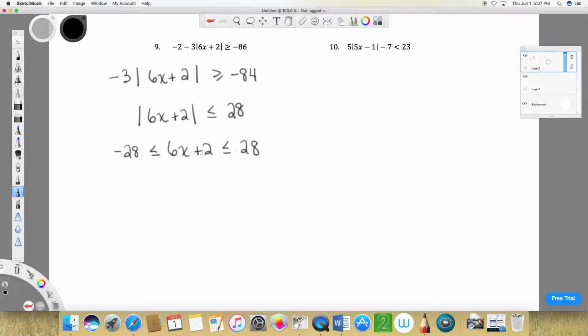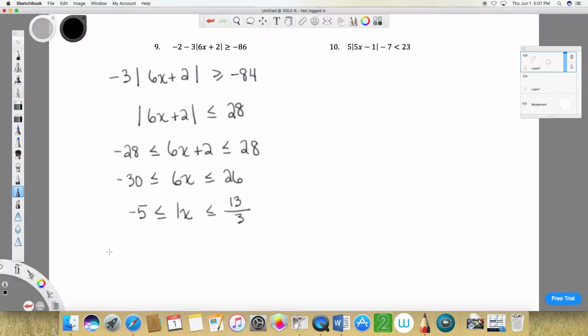If I subtract 2 everywhere, I have negative 30. The 2 minus 2 is 0. And don't forget to subtract 2 on the right-hand side here. 28 minus 2 is 26. Now I'll divide everybody by a positive 6. On the left here, I get negative 5 is less than or equal to 6 divided by 6 is 1. And 26 divided by 6, well, 6 doesn't divide 26, but I can reduce that fraction. Those are both even numbers, and I can write it as half of 26 is 13 and half of 6 is 3.